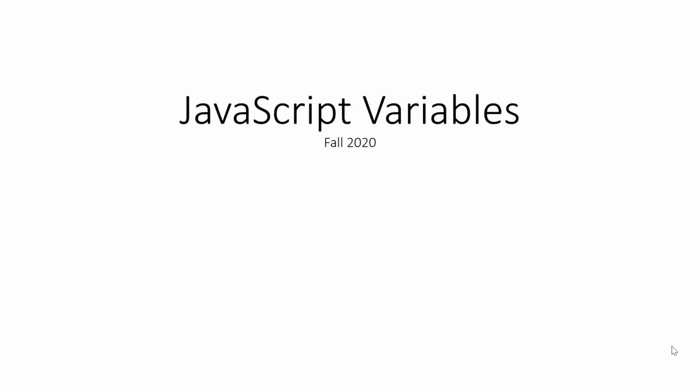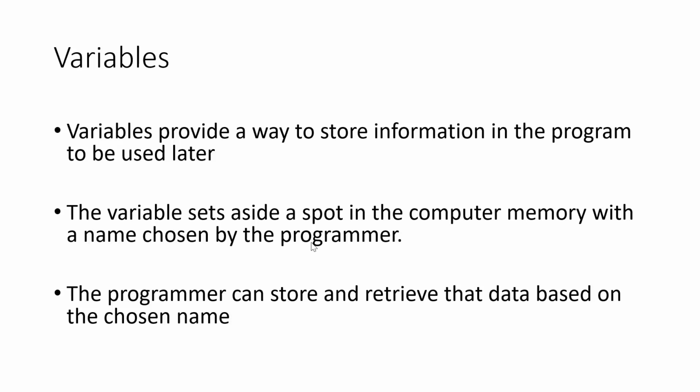Next, I want to talk about JavaScript variables. Variables provide a way to store information in the program that we can use later. That variable sets aside a spot in the computer memory, and whatever name the programmer gave that spot in memory, we can use that name to store and retrieve data into that spot.